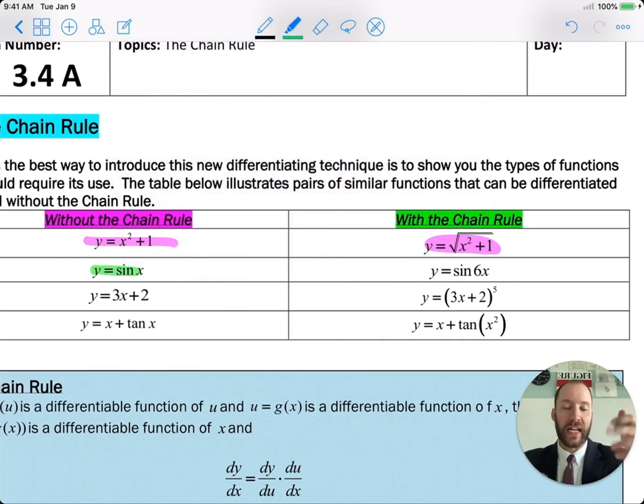Y equals sine x, you know how to do that. The derivative is cosine x. But if you had anything other than 1x plugged in, so sine of 6x, for example, sine of 7x, cosine of 2x squared, the chain rule allows you to do the derivative of that.